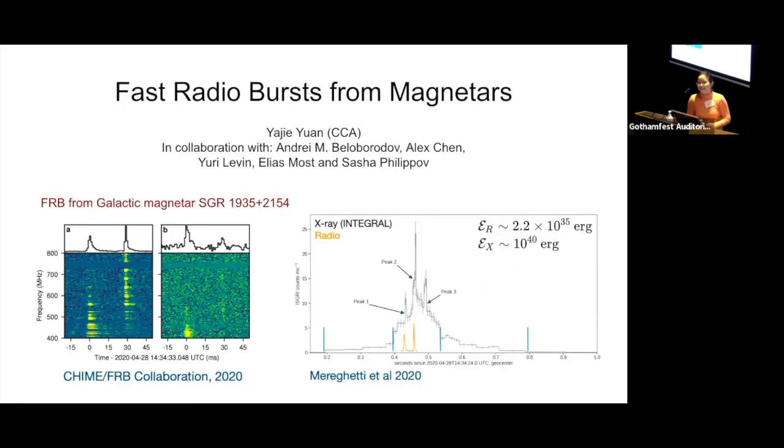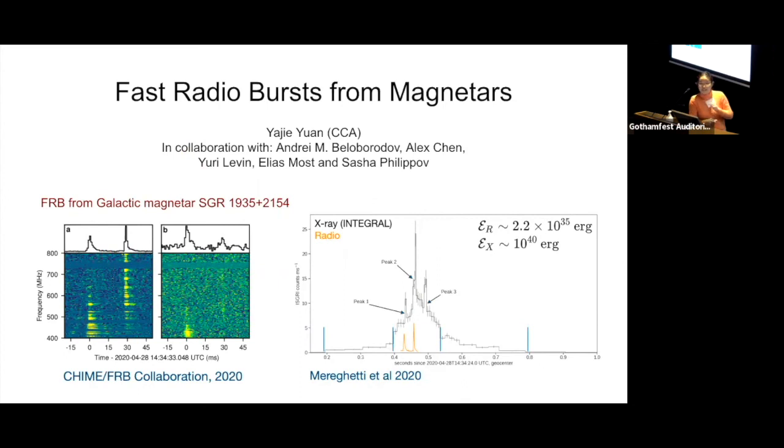As Navin already mentioned, fast radio bursts are mysterious millisecond duration bright radio bursts from cosmological distances. So we still don't know what produced these fast radio bursts. Last year, there was an important discovery that fast radio bursts were detected from a galactic magnetar, this object called SGR 1935-2154. So this is the detected fast radio burst. There are two bursts separated by 30 milliseconds.